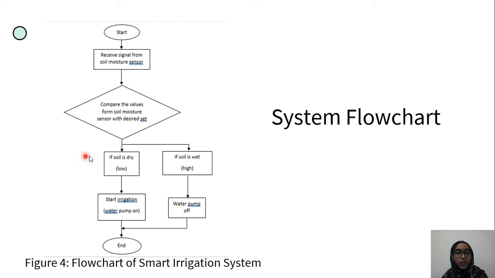the dry condition. If the soil is dry, it will show low on the I2C LCD, and Arduino sends the signal to the relay, and the relay sends the signal to the water pump to turn on. The second condition is the wet condition. If the soil is wet, it will show high on the I2C LCD display, and then Arduino sends the signal to the relay, and the relay sends the signal to the water pump, and the water pump turns off.